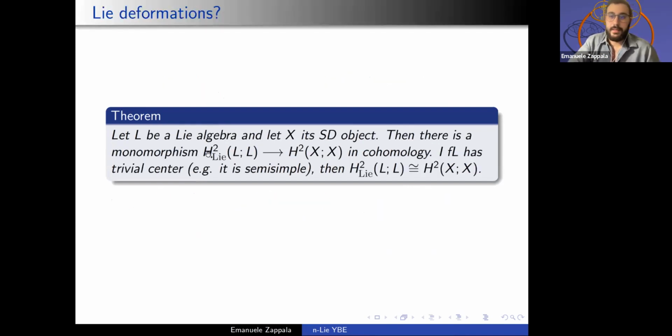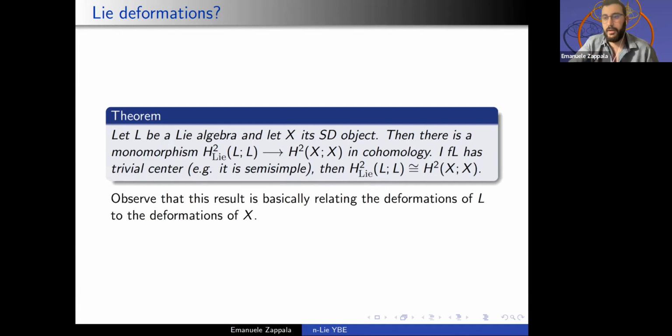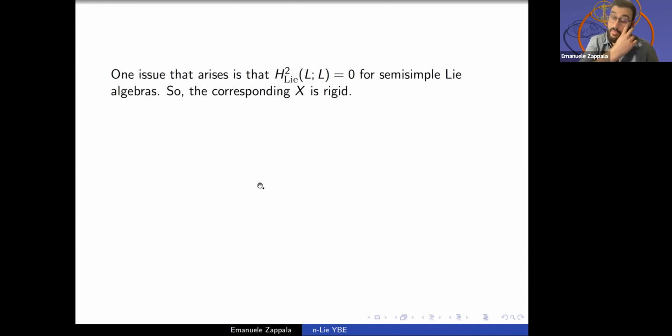And interestingly, so now you can carry out all the Lie algebra deformation theory. You can translate it into the deformation theory of self-distributive structures, and under very mild conditions, like something that is satisfied under semi-simplicity, get an isomorphism of cohomology groups. So this is technically very much, you're basically translating all the deformation theory from Lie algebras to self-distributive objects.